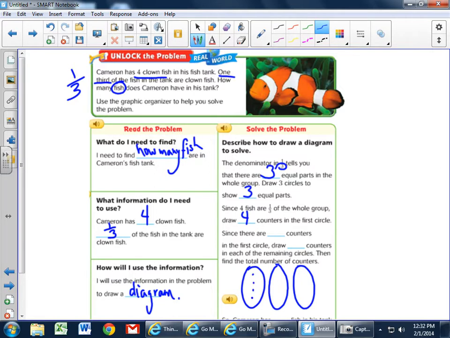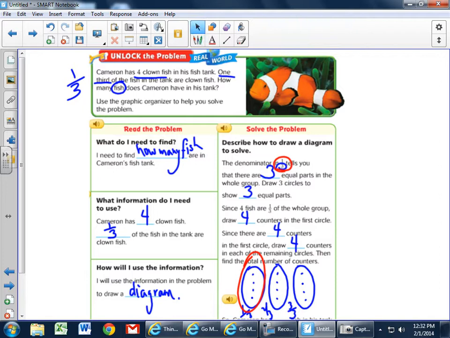1, 2, 3, 4. 1, 2, 3, 4. 1, 2, 3, 4. And then it wants us to count. Since there are 4 counters in the first circle, you're going to draw 4 counters in the other circles. So it's saying that you had 3 groups. So here's 1/3, 2/3, and 3/3. You already knew that 1/3 of them equaled 4. So you started by drawing that 1/3 of 4. And then you knew that they needed to be equal, so you kept drawing circles until you had the 3 that was in your fraction, and that 4 of them went in each one.